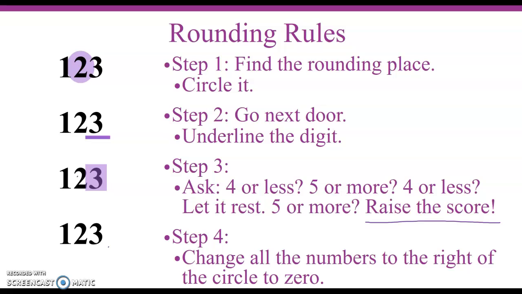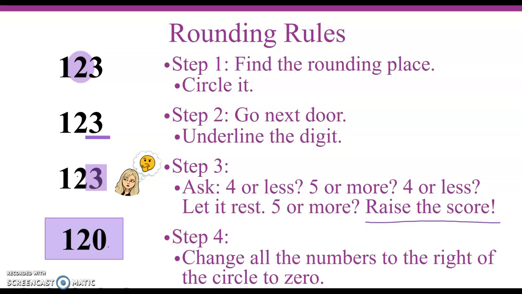If it is 4 or less, we're going to let it rest. If it's 5 or more, we're going to raise our score. So, where our new number is 123, and 3 is less than 4, so we're going to change all the numbers to the right to 0. So, when we round 123, we are rounding it to 120, which was different than rounding 125 because 5 was 5 or more, so we went up.